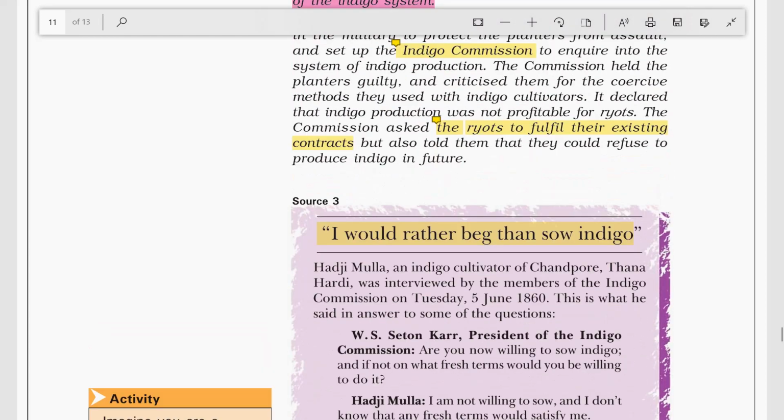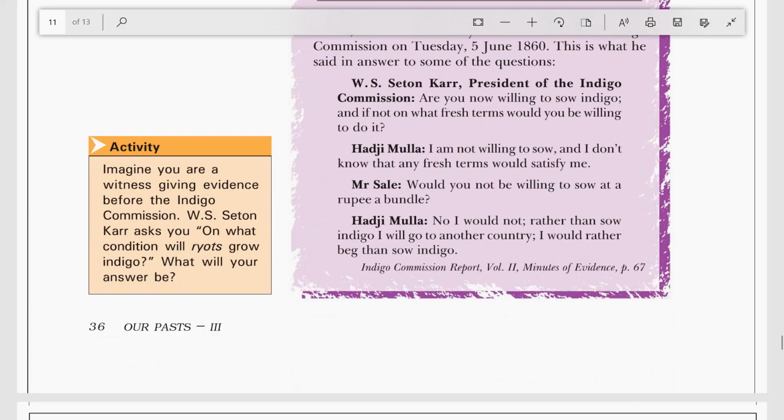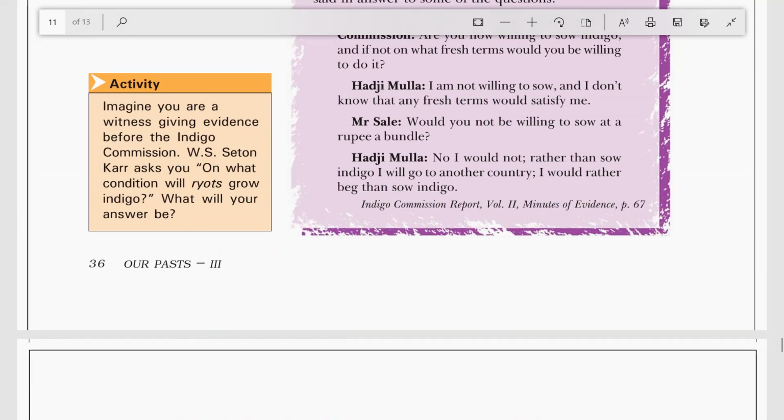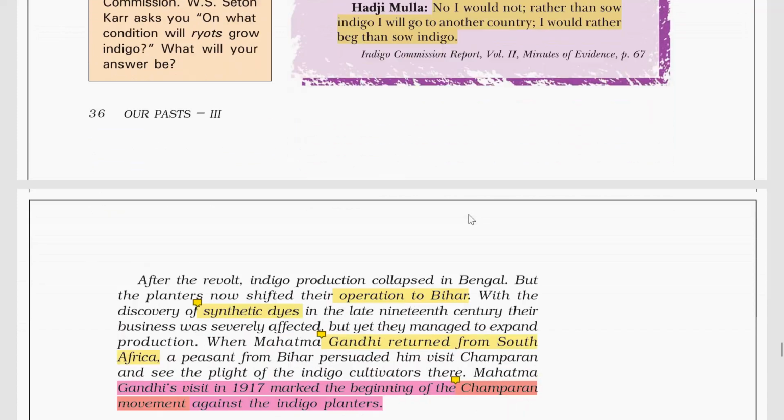Now one man, you can see, took an interview of one of the indigo planters, Hadzi Mola, on Tuesday, 5th June 1860. He asked him why he did not want to cultivate indigo. Then Hadzi told his problem, and he also replied that rather than cultivating indigo, he would rather beg. So through this sentence you can see how pathetic their situation was, how they were exploited, what type of problem they were facing, that they were ready to beg but not to cultivate indigo.